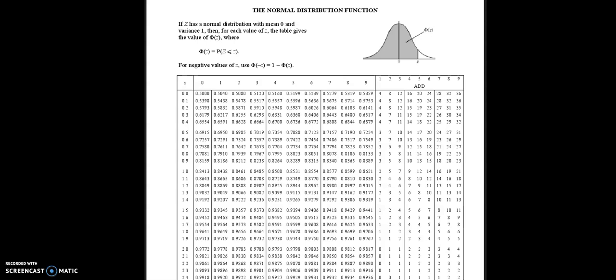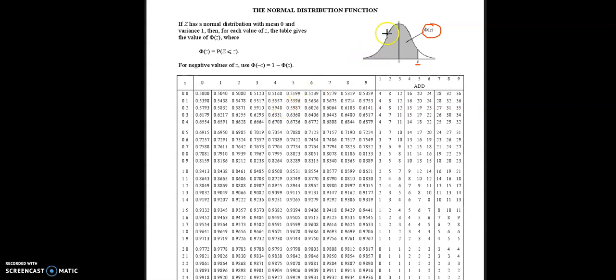This is a normal distribution table where you will see values of z starting at 0.0 and going up till 2.9 or sometimes 3. You will also see a bell-shaped symmetrical curve shaded from negative infinity to some value z. This shaded region is denoted by phi of z. The area under the shaded region is what we are going to find in the given table to get the required probability.